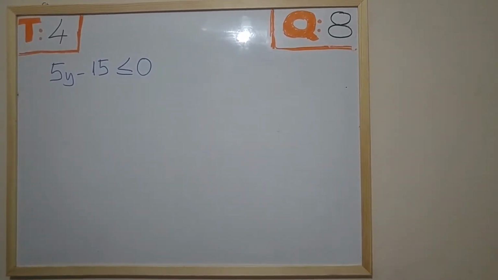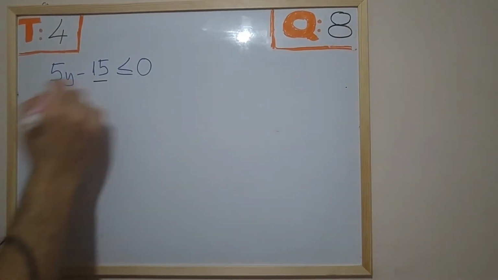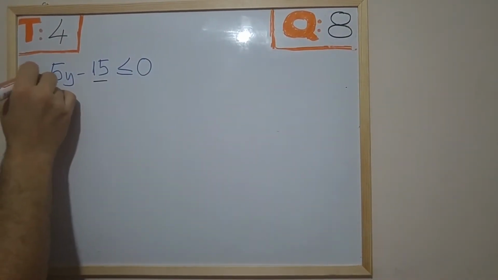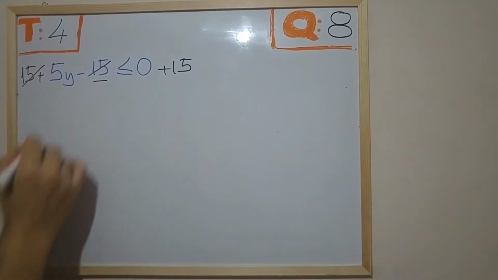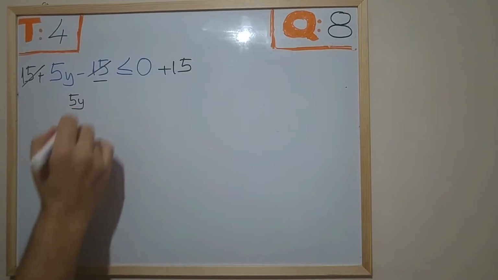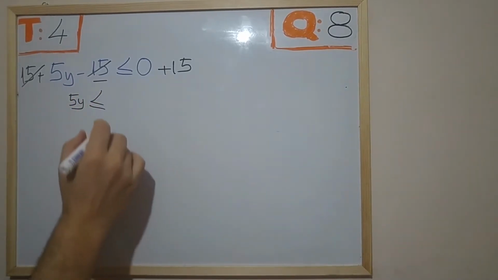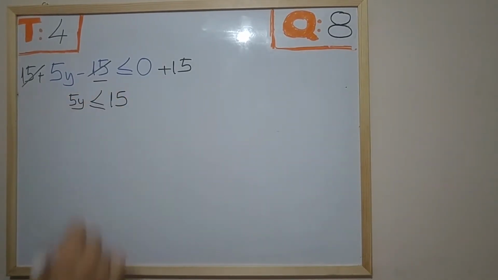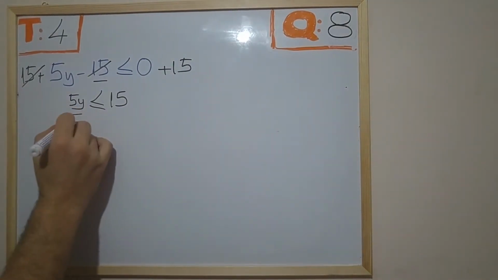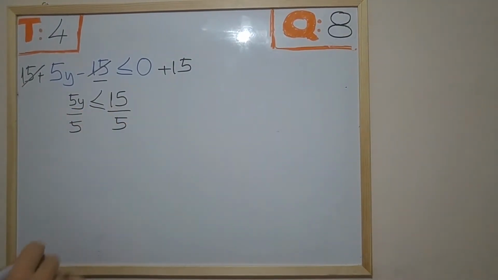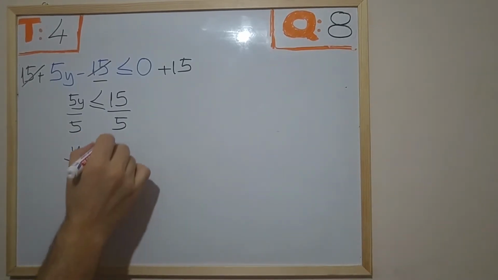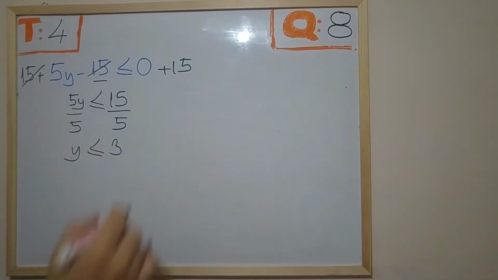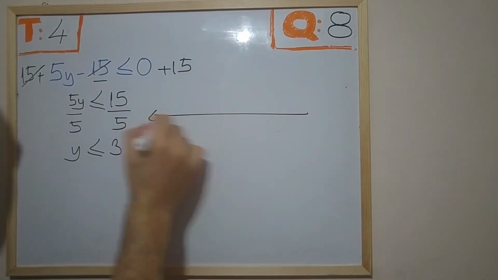5y minus 15 is less than or equal to 0. In the first step, let's get rid of this minus 15 by adding 15 to each side. This is gone, and we have 5y is less than or equal to 15 here. Now let's get rid of 5 by dividing by 5, and we have y is less than or equal to 3 here. And let's show it on the number line.